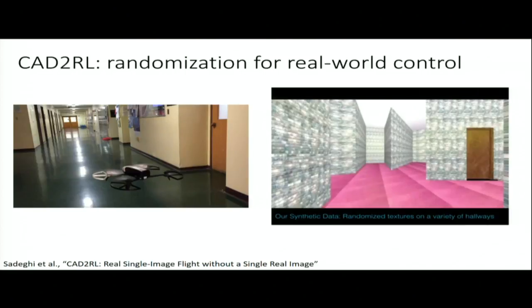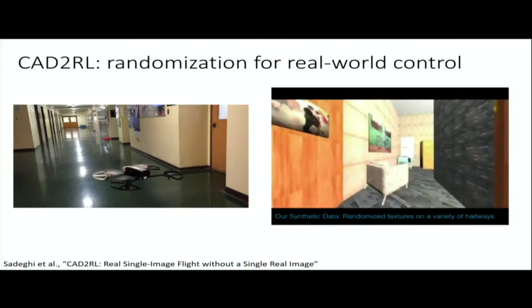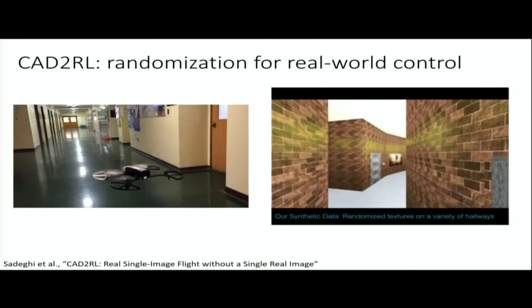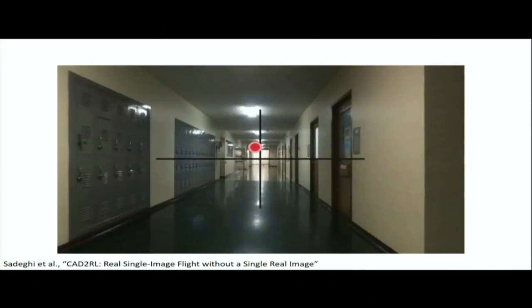So here's a little animation of the training environments, and they have some randomly placed furniture, lighting, and so on. And here's an animation of a deep neural network policy that was trained with reinforcement learning in those simulated domains and is then deployed in the real world on a real quadrotor. You'll see this red dot in the middle of the screen, and the red dot is actually the action.